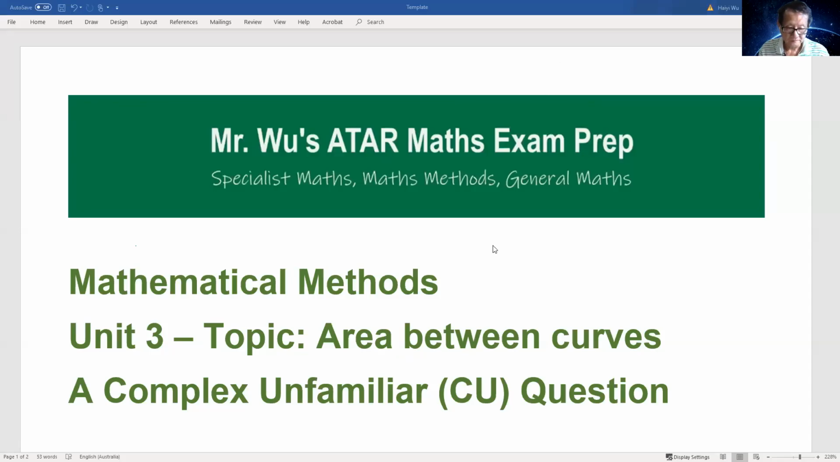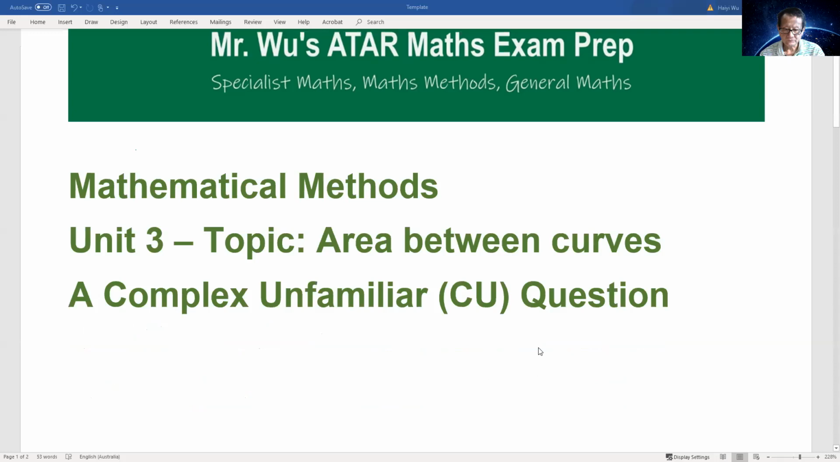Hello again. Today we're going to discuss a mathematical methods question. So we are talking about Unit 3. It's an integration question, so the topic is area between curves. This is a complex, unfamiliar question, so let's have a look.